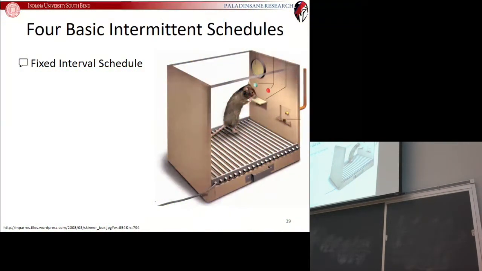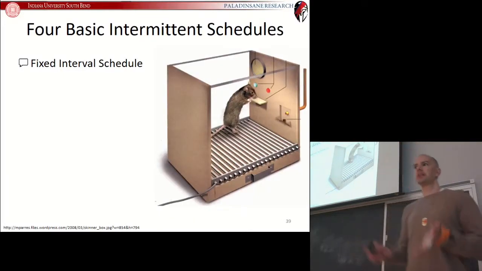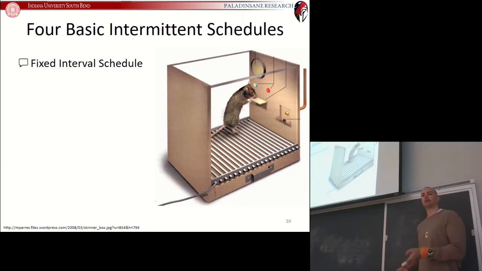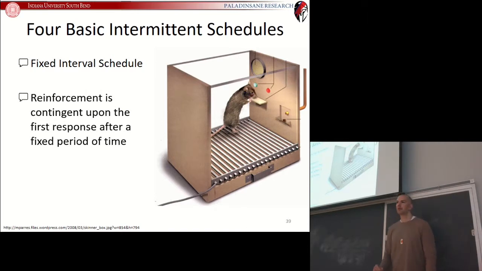All right, moving on. So those are the ratio schedules. The next one we've got is the fixed interval schedule. So the fixed interval schedule is still a fixed schedule, but this time it's based on an interval. Reinforcement in this case is contingent upon the first response after a fixed period of time. And that's very important to remember. It's just one response. That's the only thing you need to do. You only need to have one response. However, it only counts after that fixed period of time.